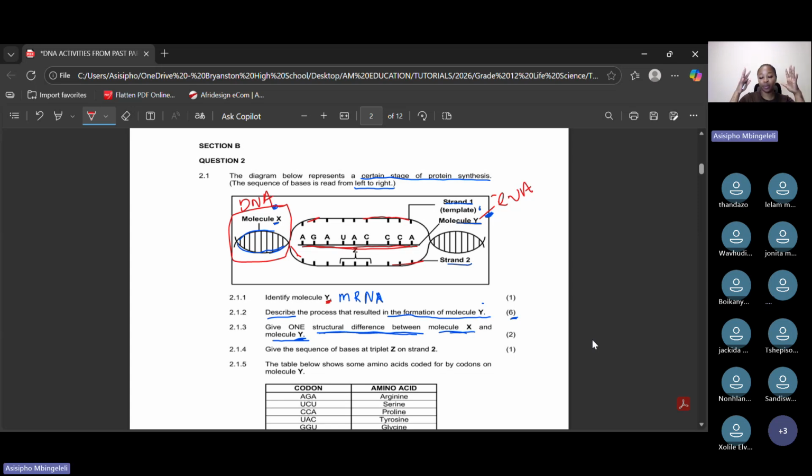It says, give one structural difference. So when it comes to structure, is it not only about the shape of the actual molecule? What do you mean by shape? Like physical appearance, I guess, like maybe that it's a double-stranded helix. It's a double-stranded, yes. So you need to be able to have an answer where you can thoroughly compare. So if you say molecule X is double-stranded and molecule Y is single-stranded, that is correct, because you're speaking in terms of the structure.